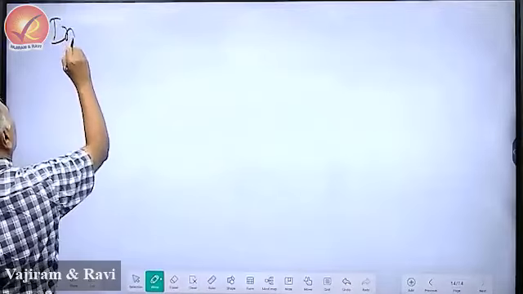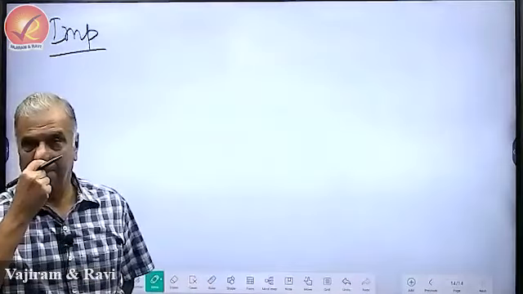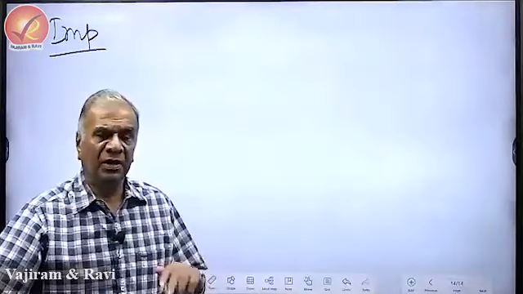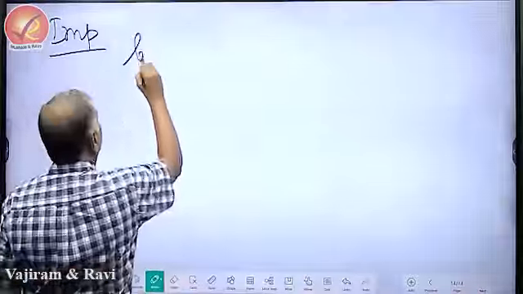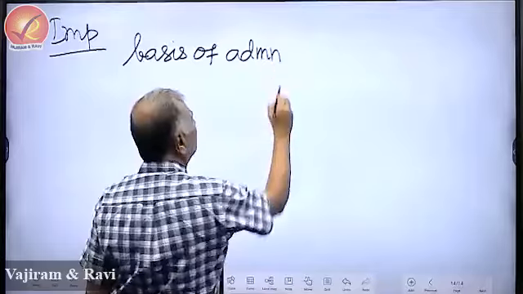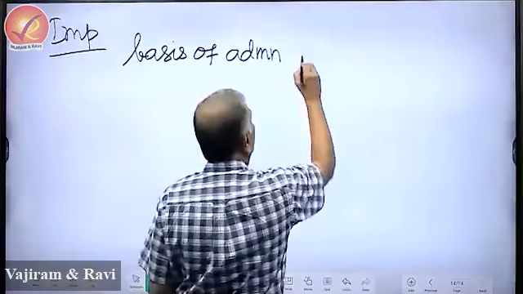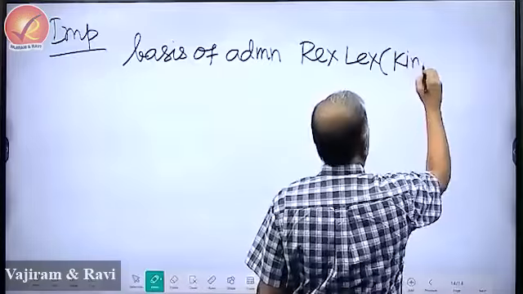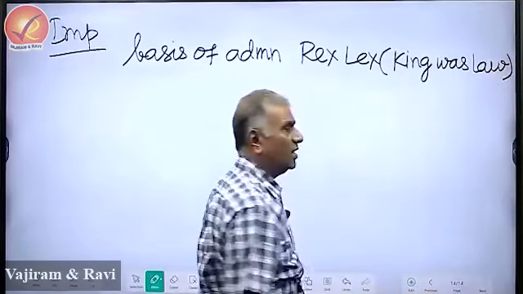So now what is the importance of rule of law? Now listen for a moment. Before rule of law became a legal concept, what was the basis of administration? How was the administration carried on? The basis of administration was rex lex. Rex means king, lex means law. The king was law. The law was not the king, but the king was the law.